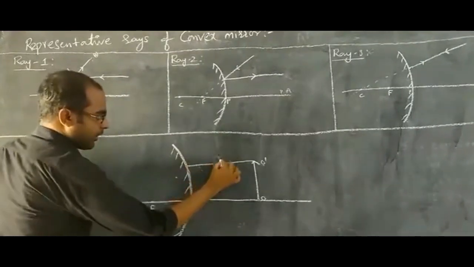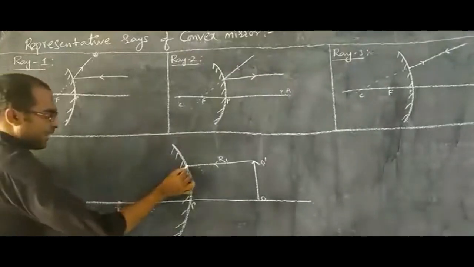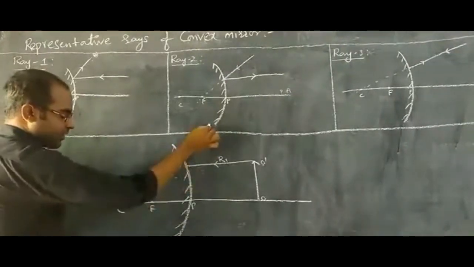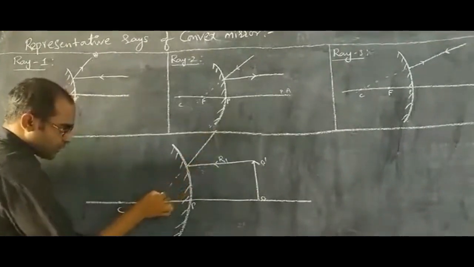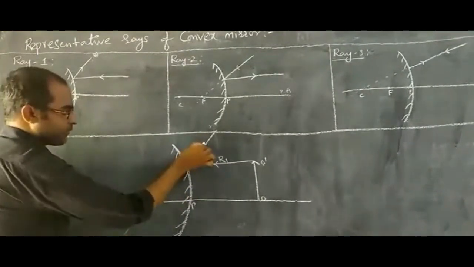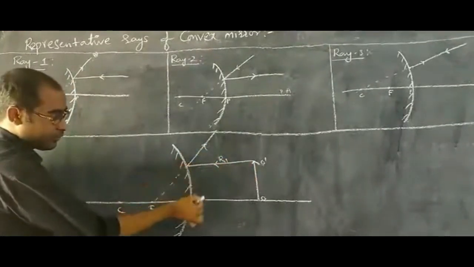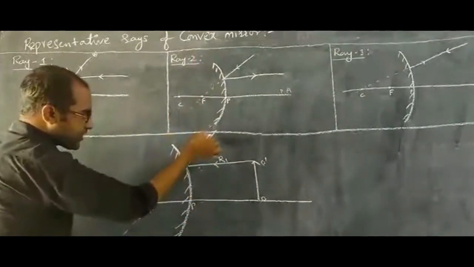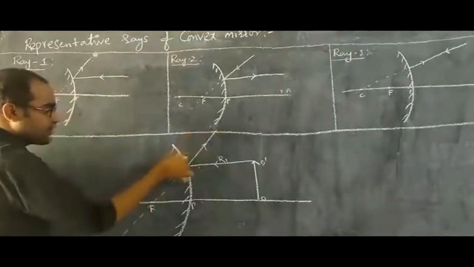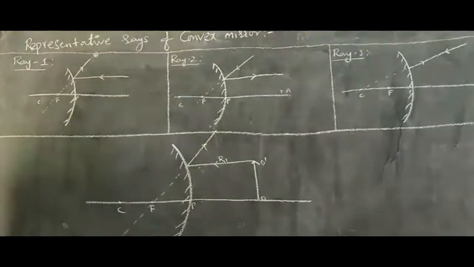This is ray 1. After reflection, it will be diverged, and when you extrapolate this ray, it appears to pass through the focus. We have taken the ray parallel to the principal axis. After reflection, the ray is diverged. When you extend this reflected ray, it appears to pass through the focus. Yes, it is the virtual ray we have taken.